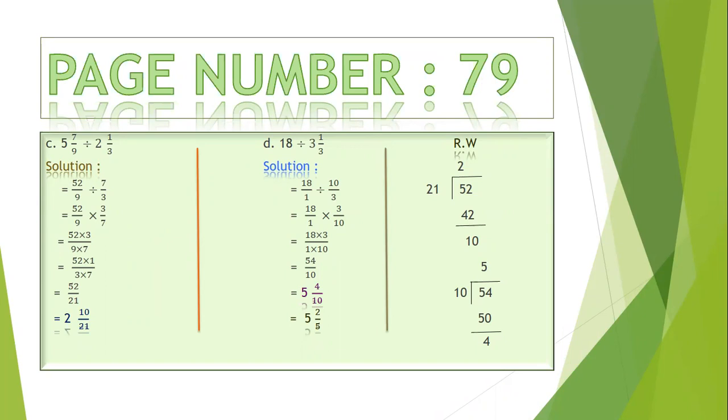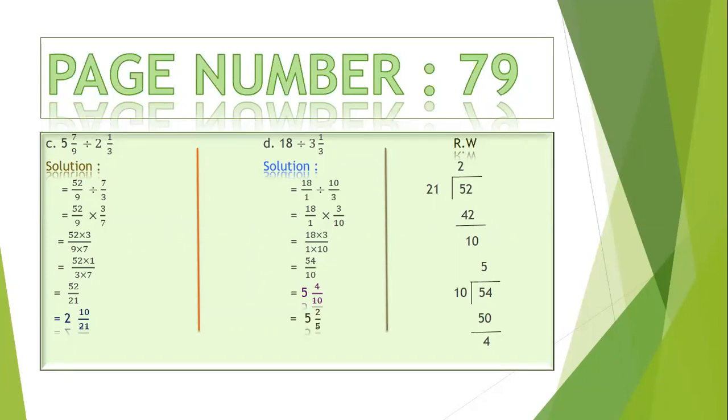So after converting them, 52 over 9 divided by 7 over 3. Now we can take the reciprocal of 7 over 3, which is 3 over 7. And you should change the division sign into multiplication. If you don't change the sign, you cannot take the reciprocal. The reciprocal and the change of the sign, they both happen in one step. You change the division into multiplication and in the same step you take the reciprocal of the fraction. After the simplification of these fractions, we get our answer, 2 whole number 10 over 21.